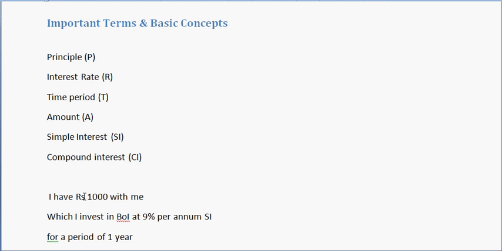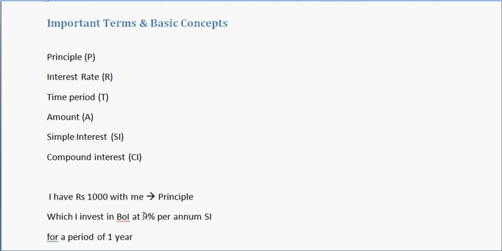The question says, I have ₹1000 with me, which I invested in Bank of India at 9% per annum simple interest for a period of 1 year. So 1000 rupees I had with me. This is my principal, which I invested at 9% per annum.